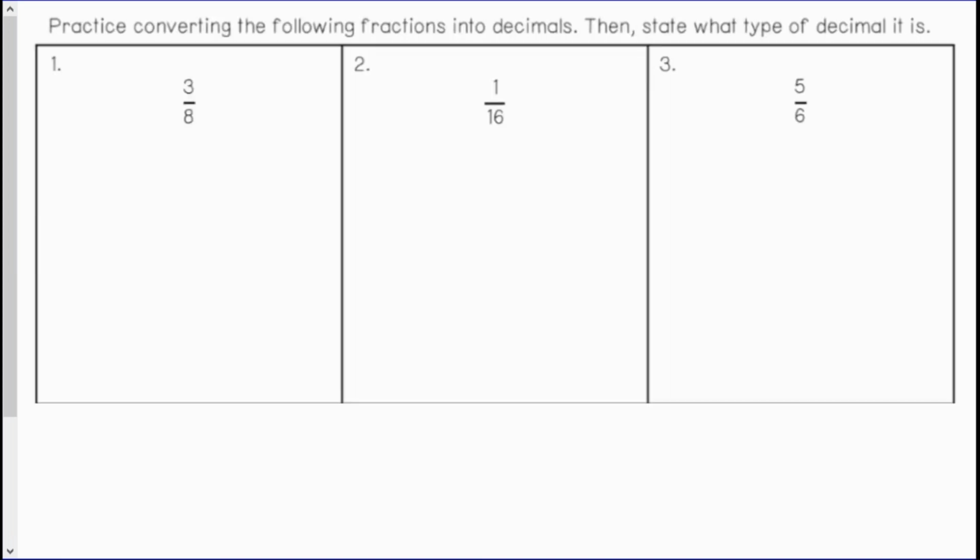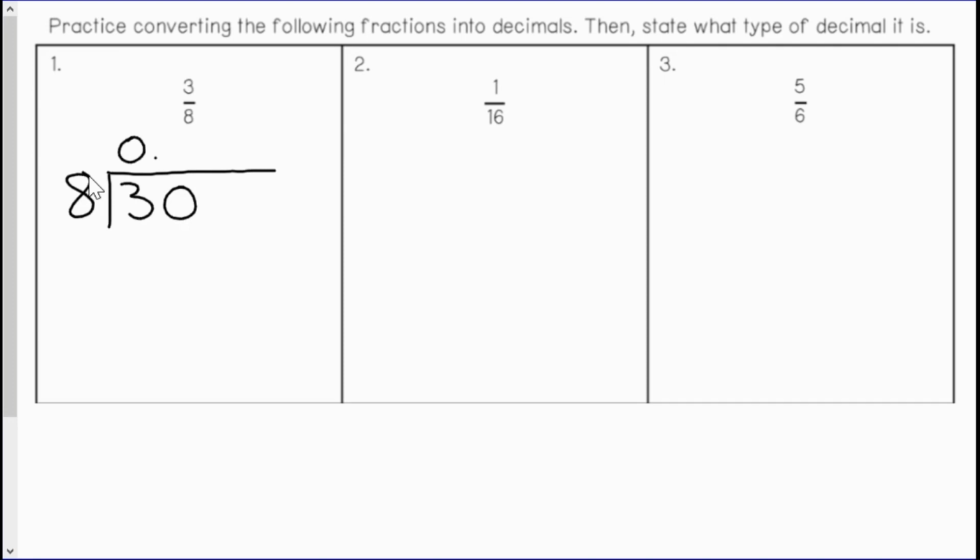Now, if we want to convert fractions to decimals, I use long division. My denominator is called my divisor, and my numerator is called my dividend. My divisor goes on the outside of my long division bar, and my dividend goes on the inside. So 8 would go on the outside, 3 would go on the inside. I know 8 does not go into 3, so I would have a 0 in my ones place, and I can add a decimal point. Now I can add a 0 after the 3.